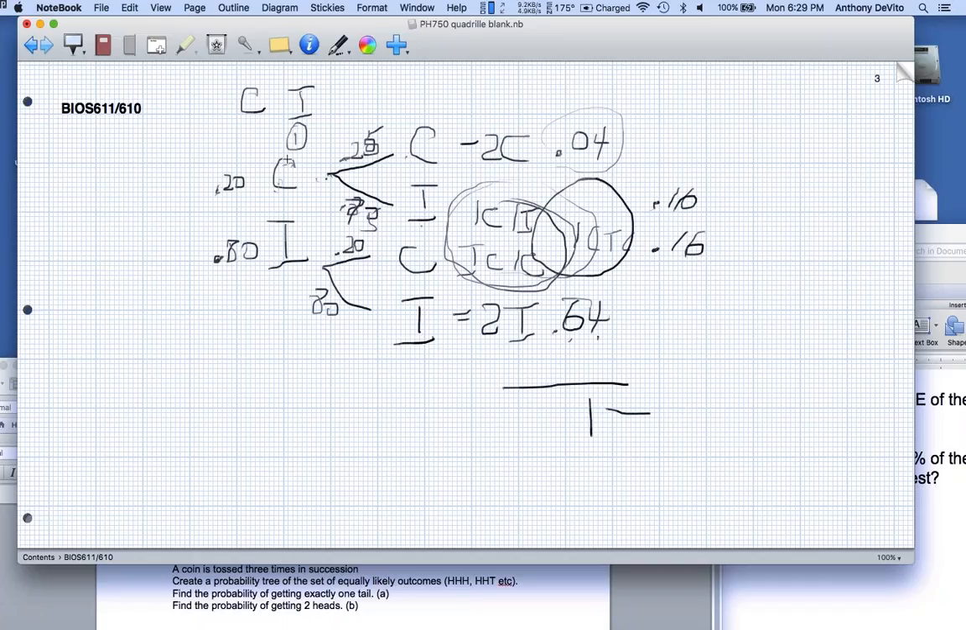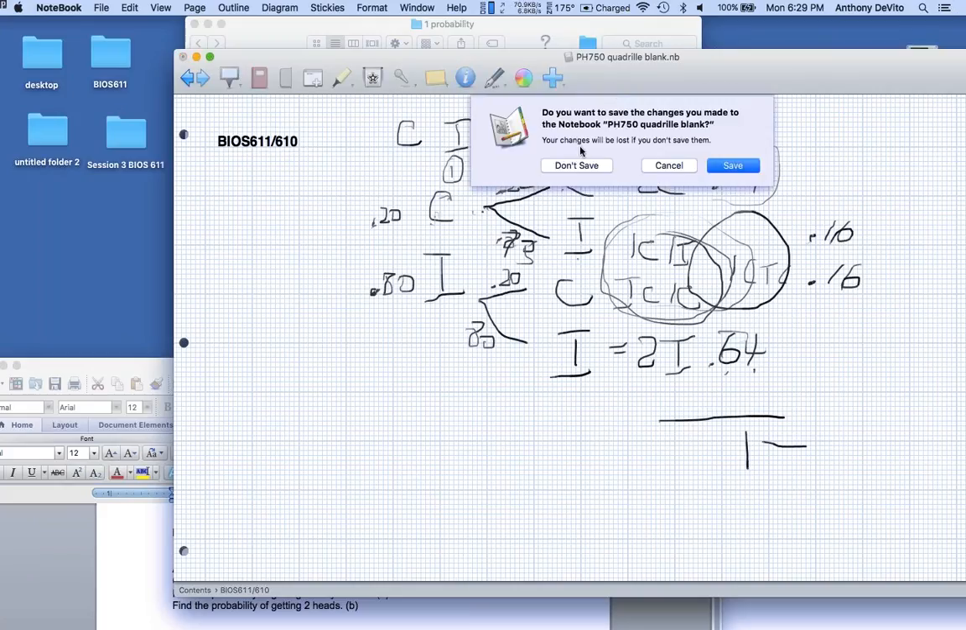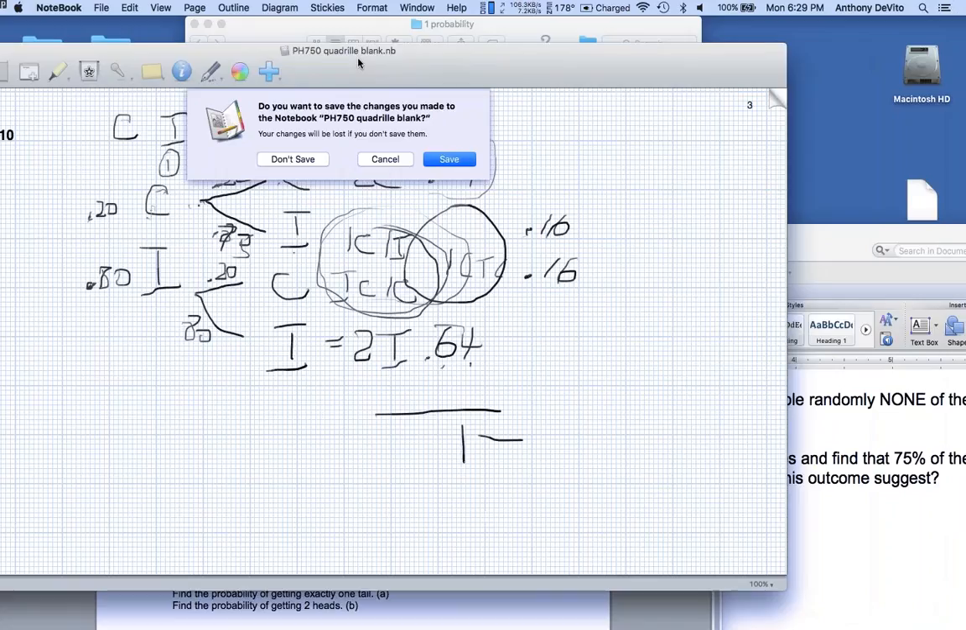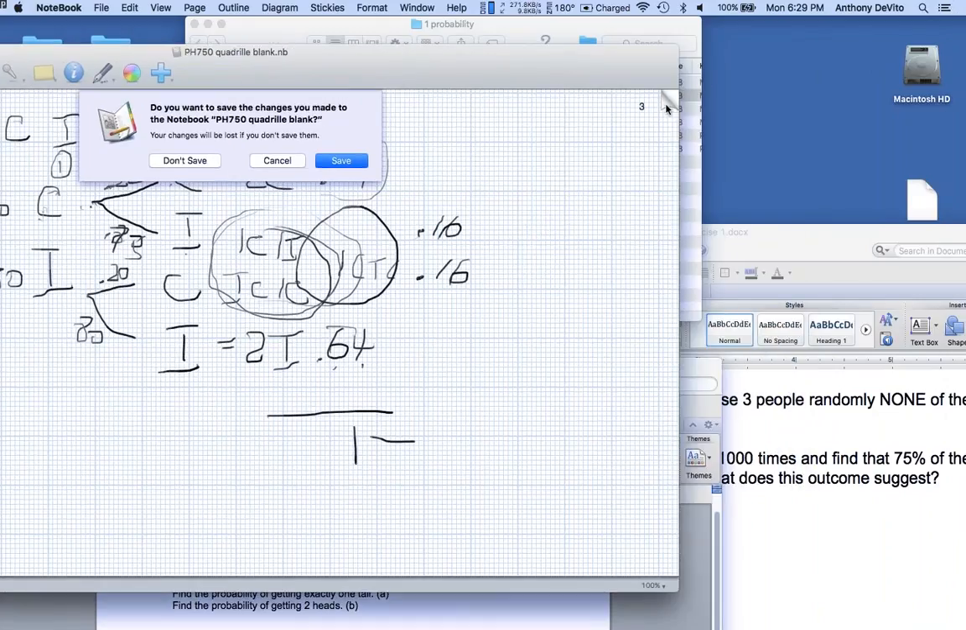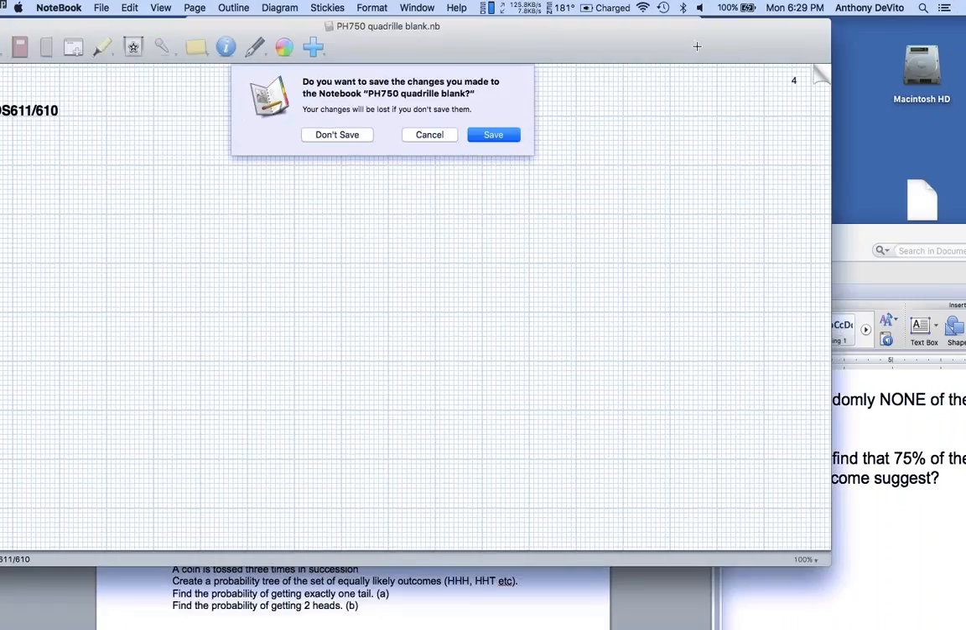Okay, so we can calculate some possible outcomes that we have here. Let's talk about this in terms of our coin. Actually, let's make this a little bit more complicated.